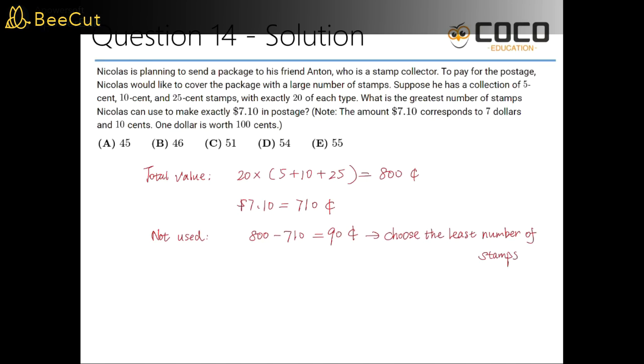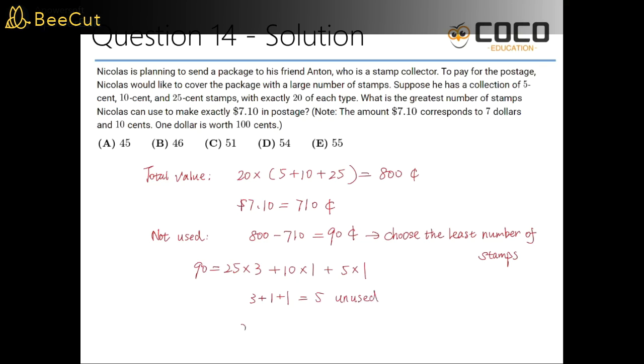We can use 25 cents, 27 cents. So we get a total of 90. We can get at most 3 of the 25-cent stamps. 3 of them, this is 75. So we need another 15. Then we can have 1 10-cent and 1 5-cent. So total is 90. So those that's not used is 3 plus 1 plus 1. 5 of them is unused.